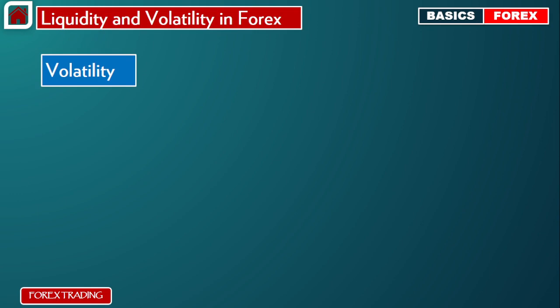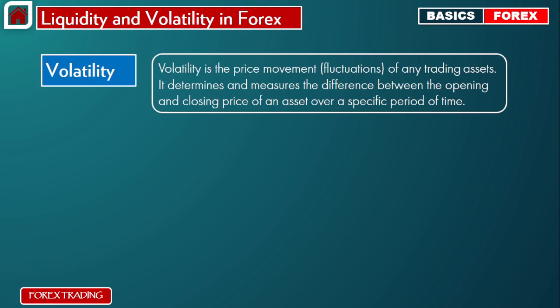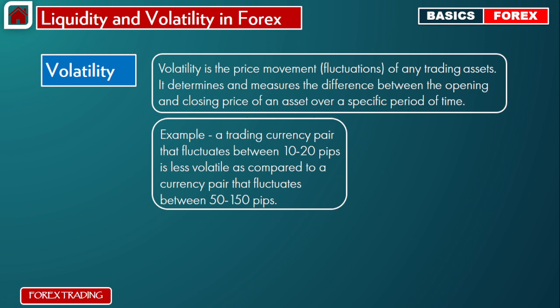So volatility, what is volatility? Volatility is the price movement or fluctuation or variation of any trading asset. It determines and measures the difference between the opening and closing price of an asset over a specific period of time. For example, a trading currency pair that fluctuates between 10 to 20 pips is less volatile as compared to a currency pair that fluctuates between 50 to 150 pips.